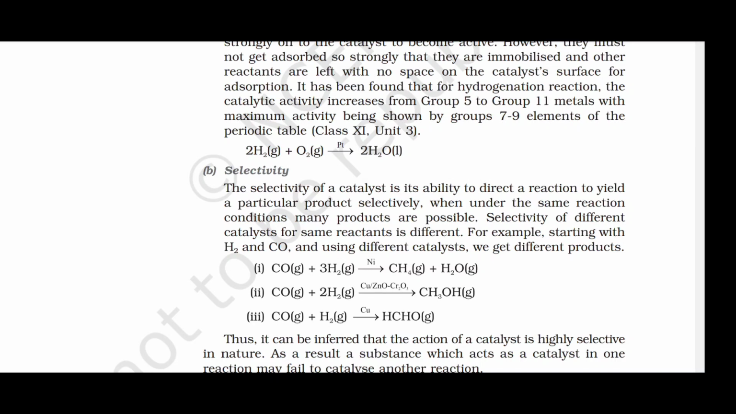Second, selectivity. The selectivity of a catalyst is its ability to direct a reaction to yield a particular product selectively, when under the same reaction conditions, many products are possible. Selectivity of different catalysts for same reactants is different. For example, starting with H2 and carbon monoxide and using different catalysts, we get different products.